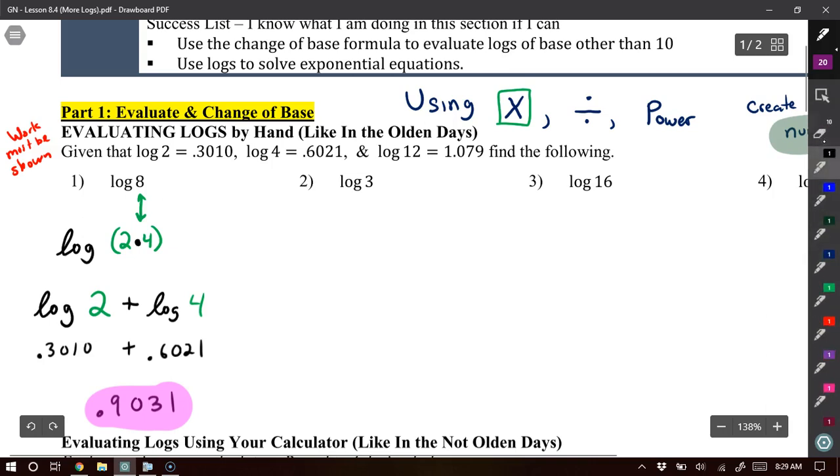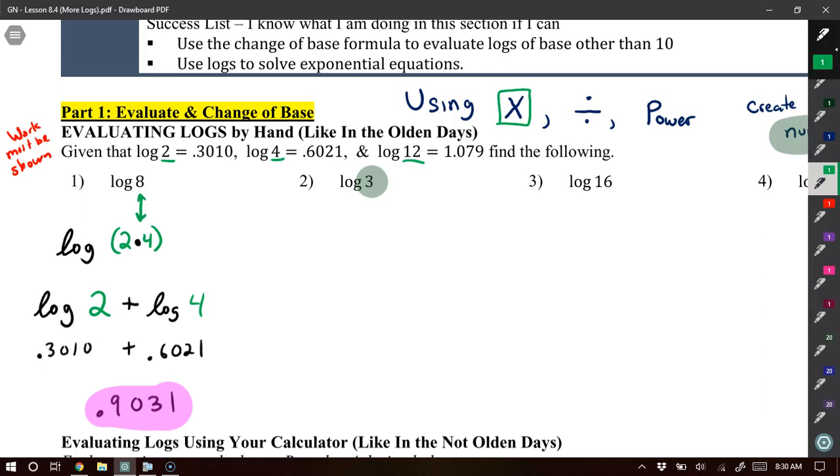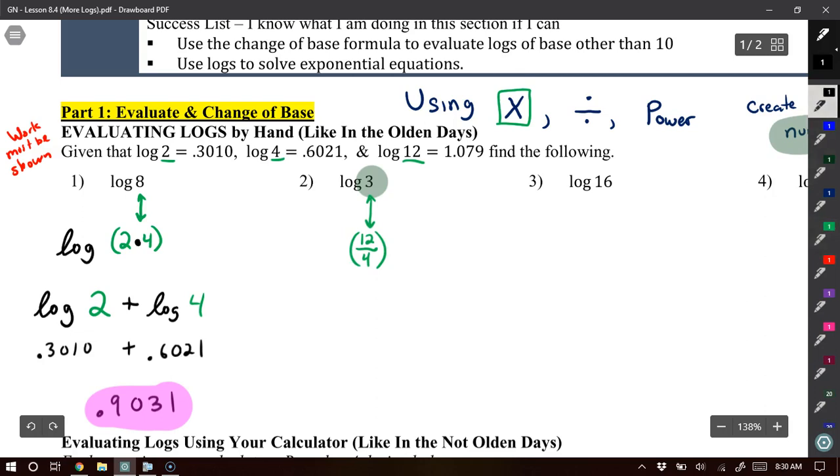So if I look at the next one, how can I create 3? I don't want to leave 3 as is. I want to somehow create 3 using multiplication, division, or exponents with 2, 4, and 12. Well, 2 times 4 is 8. 4 times 12, too big. What if I divide? What if I rewrite 3 as 12 divided by 4? They're the same number. So instead of saying log of 3, I'm going to say log of 12 divided by 4. Same thing, equivalent.